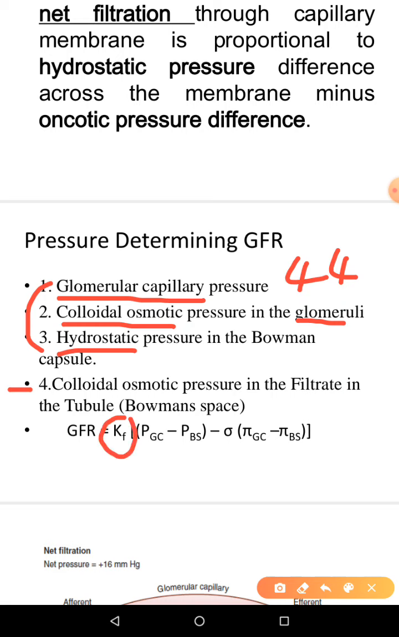And then there is this Kf. Kf is just a constant called the filtration coefficient. It measures permeability or conductance of the glomerular capillary. We won't talk about Kf a lot. We just need to know that it measures conductance and permeability of the capillary wall.